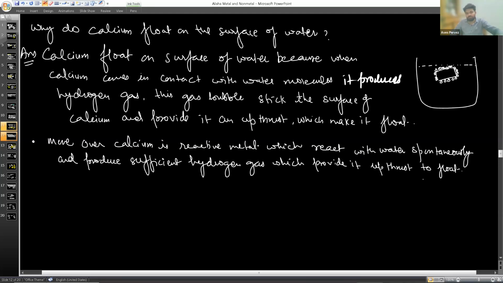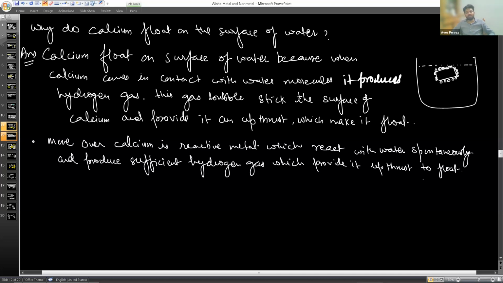Sir, with any type of water, or only hot water? No, it reacts with cold water. Calcium can react with cold water. Means any water. It is not that it cannot react with hot water. It can react with hot water and steam too, but it can react with cold water. No need to make it hot.